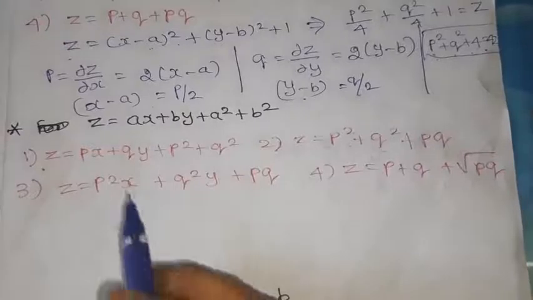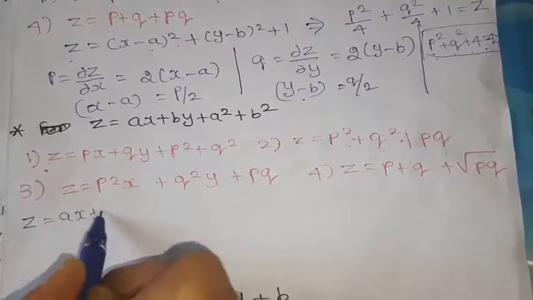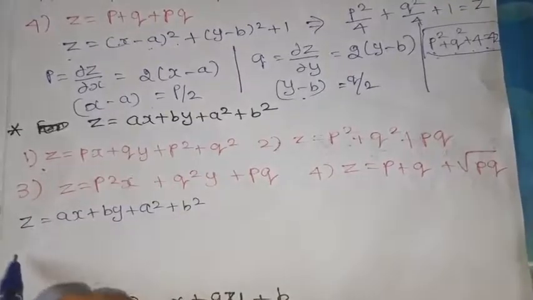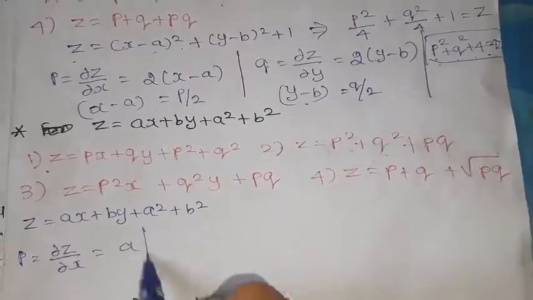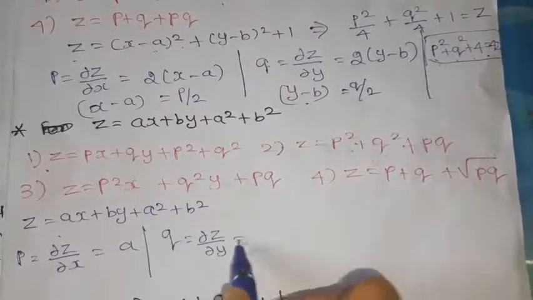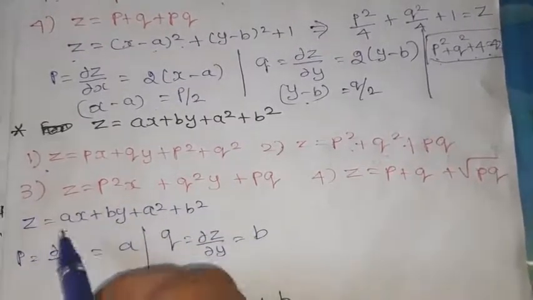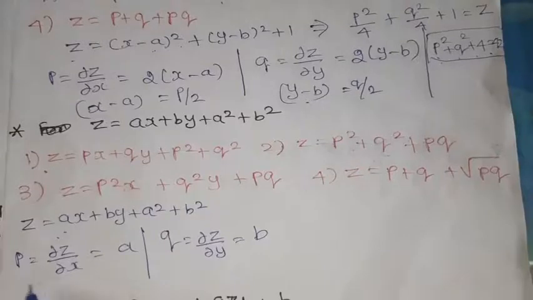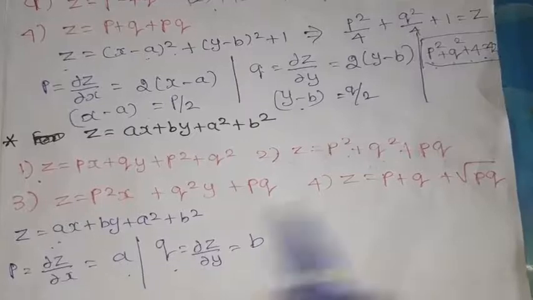This is like, what is given? Z equal to ax plus by plus a square plus b square. What is given? The given equation is, okay. Now what we need to do? Partially differentiating with respect to x equal to a only, right? Again partially differentiating with respect to y, q equal to dou z by dou y equal to b only. Remaining are constant. This will also get eliminated because it is differentiating with respect to y only. So p equal to a and q equal to b.